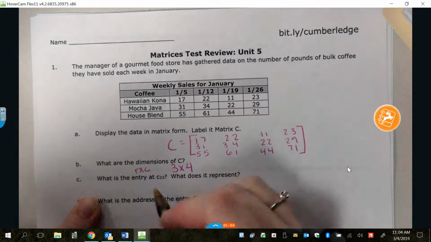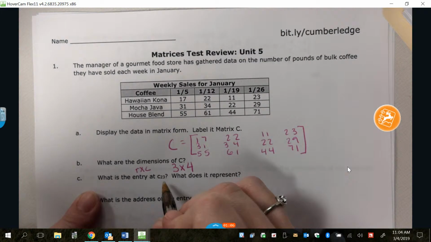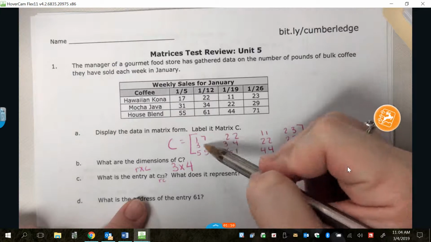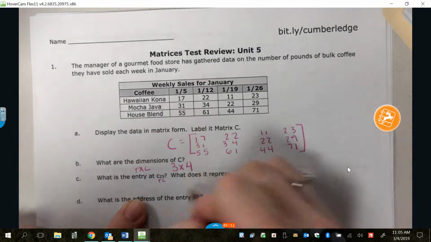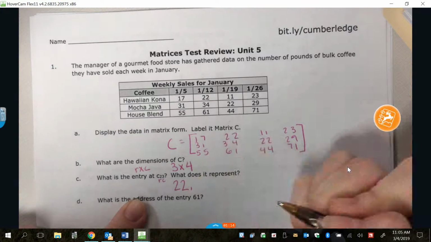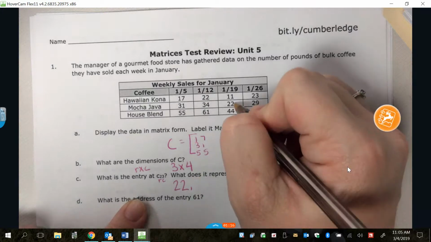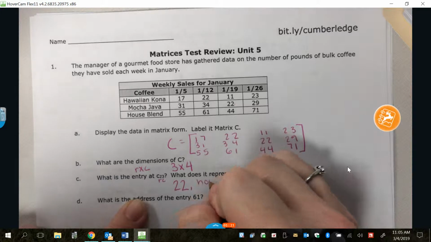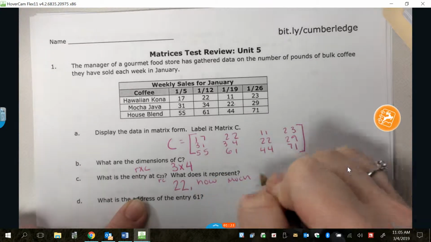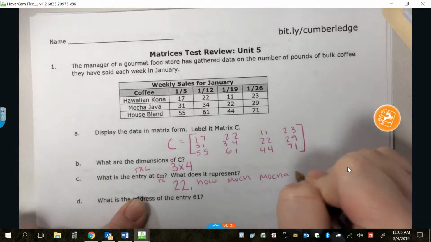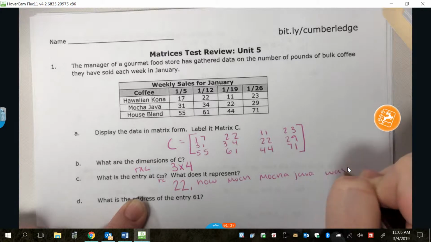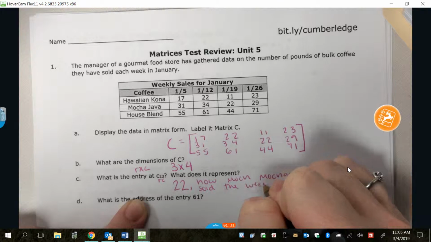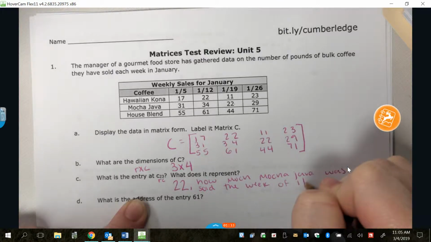What is the entry at C23? So row 2, column 3. Row 2, column 1, 2, 3 is 22. And that's how much Mocha Java was sold the week of 1/19.